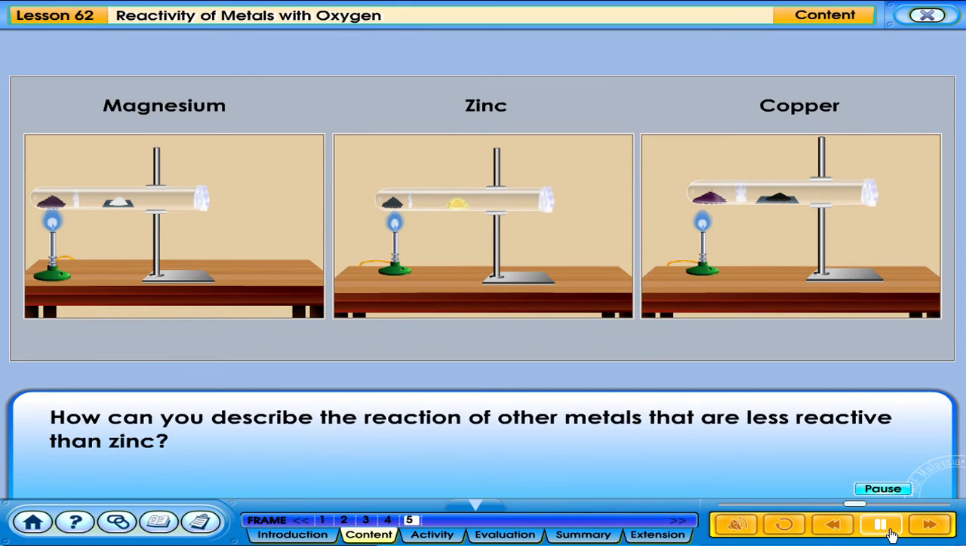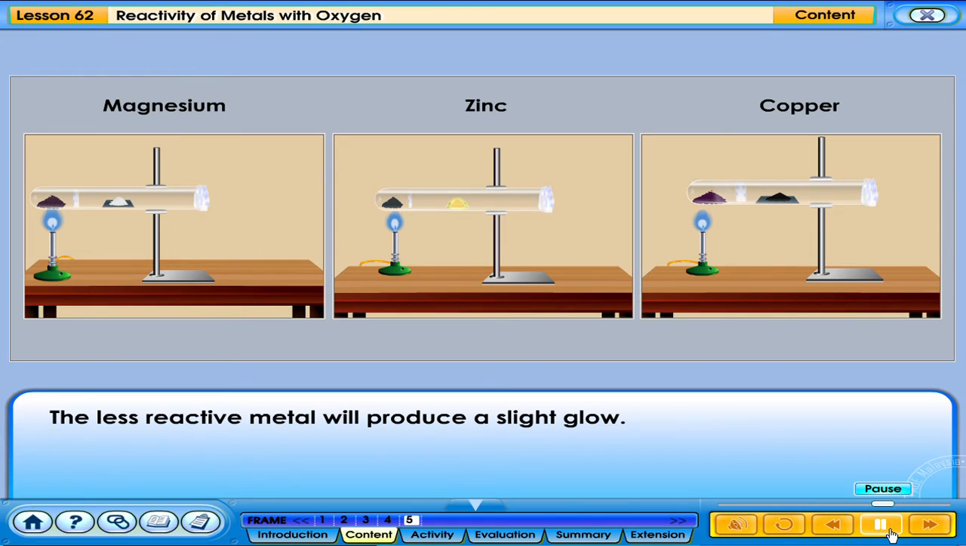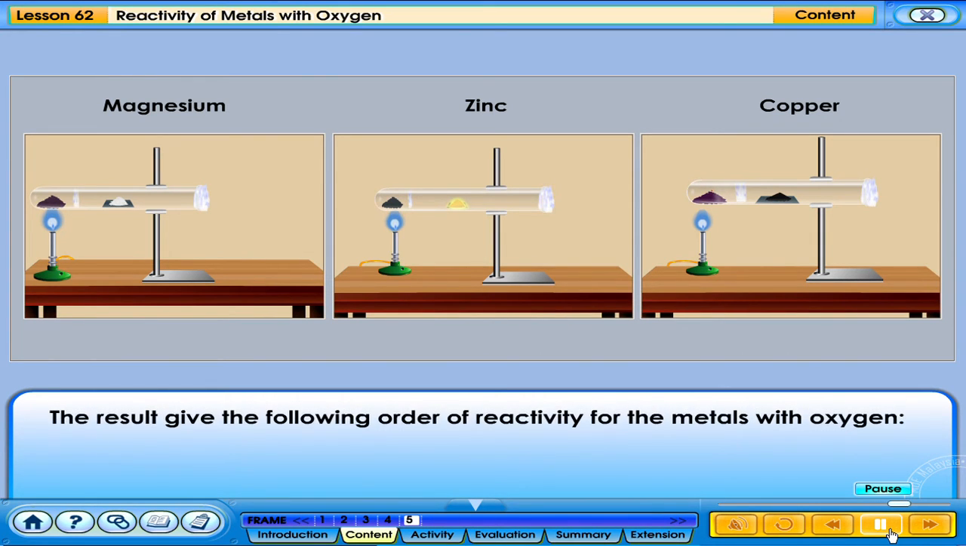oxygen. How can you describe the reaction of other metals that are less reactive than zinc? The less reactive metals will produce a slight glow. The results give the following order of reactivity for the metals with oxygen. Magnesium is more reactive than zinc, which is more reactive than copper.